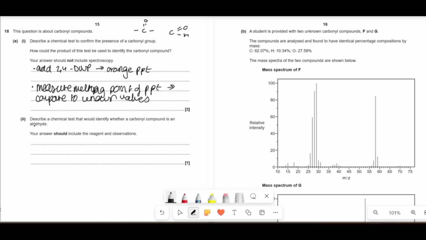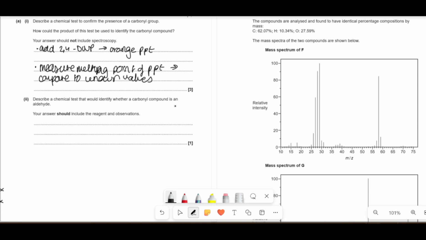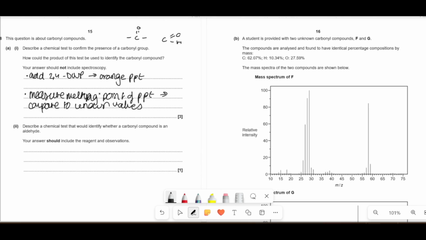Just remember the question's asking for a carbonyl group, not how to distinguish them. Then it says, describe a chemical test that identifies whether a carbonyl is an aldehyde. Well, there you go. That's what they're asking you now, to differentiate between the two of these. This cannot be oxidized into a carboxylic acid. It's stuck that way forever, but this one can. You can oxidize that. So something else gets reduced, so it'd be Tollens' reagent.